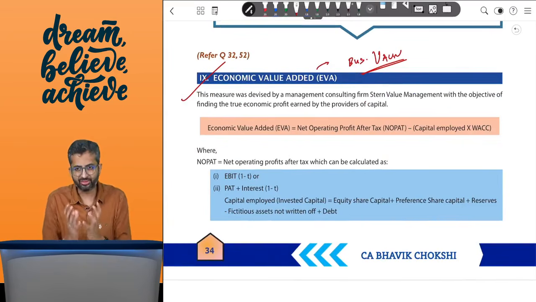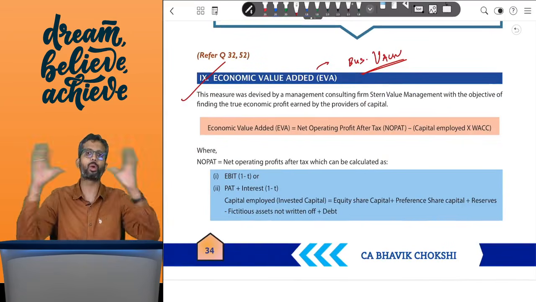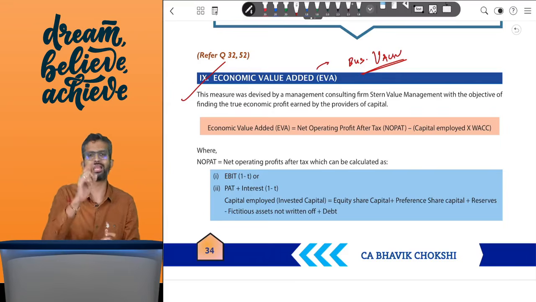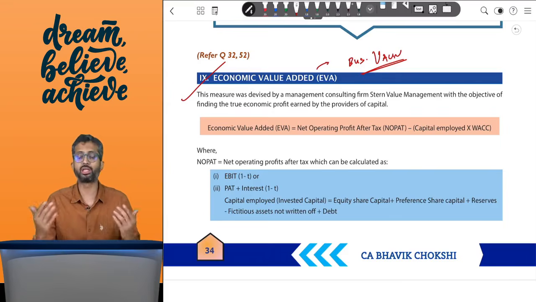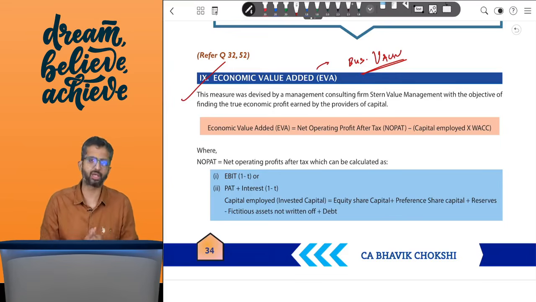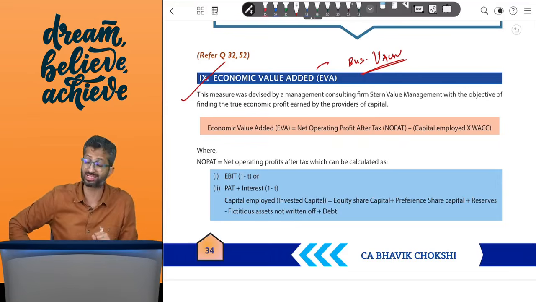NOPAT actually indicates the actual operating profit that is earned by the providers of capital, that is debt and equity both, but that is an accounting profit. You're not considering any opportunity cost. It is like saying that if I start a business after I complete my CA and I earn 10 lakh rupees, I'm really happy as at an accounting level my PAT shows 10 lakhs.